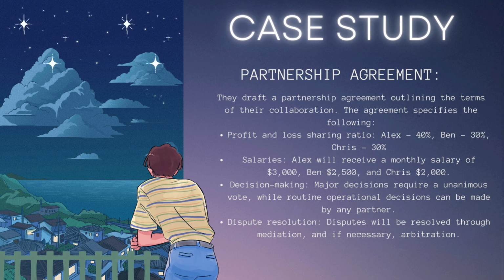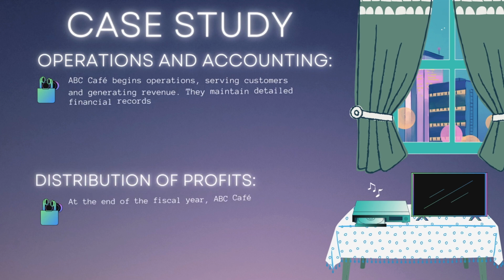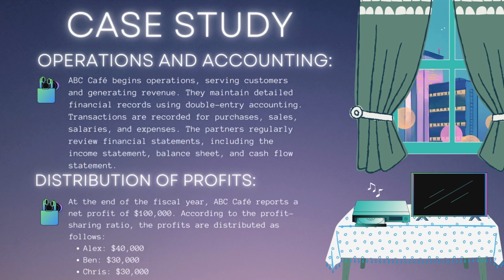Decision making. Major decisions require unanimous vote, while routine operational decisions can be made by any partner. Dispute resolution. Disputes will be resolved through mediation, and if necessary, arbitration. Operations and accounting. ABC Cafe begins operations, serving customers and generating revenue. They maintain detailed financial records using double entry accounting. Transactions are recorded for purchases, sales, salaries, and expenses. The partners regularly review financial statements, including the income statement, balance sheet, and cash flow statement.